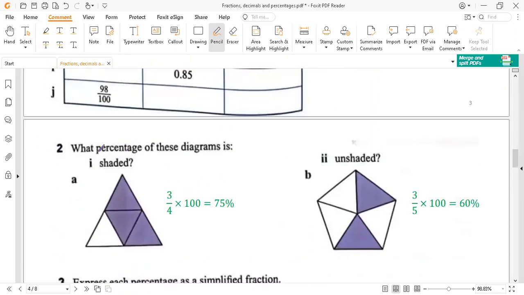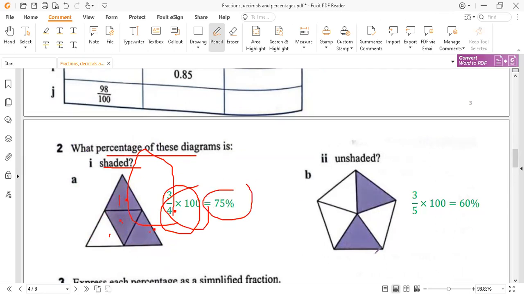Okay, easy. What percentage of these diagrams is shaded? Shaded, we have 3 over 4, because the whole shape is divided equally into 4 parts. So the denominator is 4, and we have 3 shaded, so 3 over 4. But here we want the percentage, so we multiply by 100. 3 over 4 by 100 is 75%.